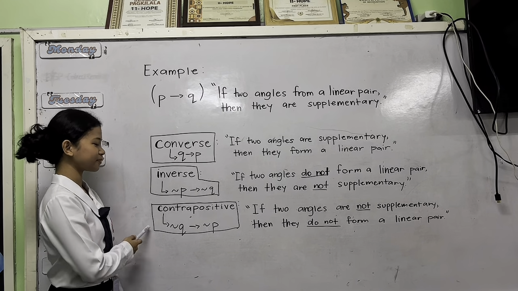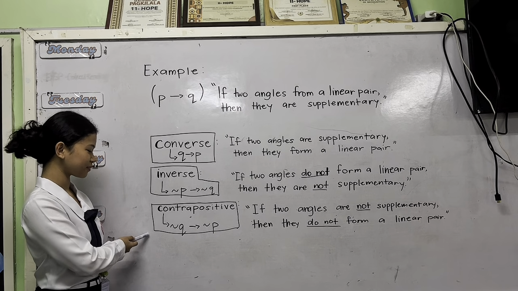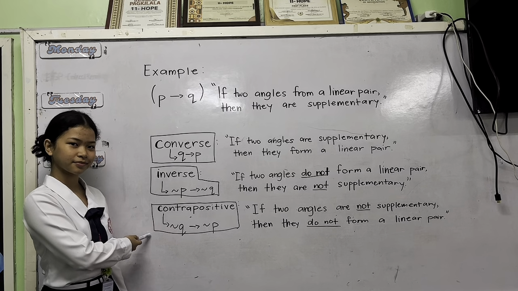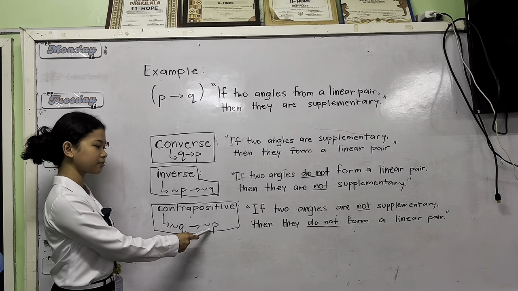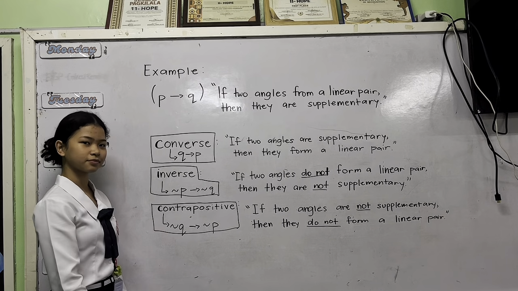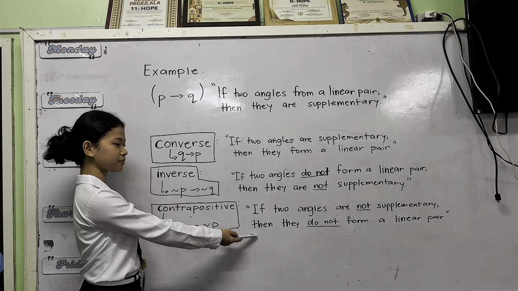Let's move on with its contrapositive. For the contrapositive of a conditional, follow this format: not Q implies not P. So we have, if two angles are not supplementary, then they do not form a linear pair.